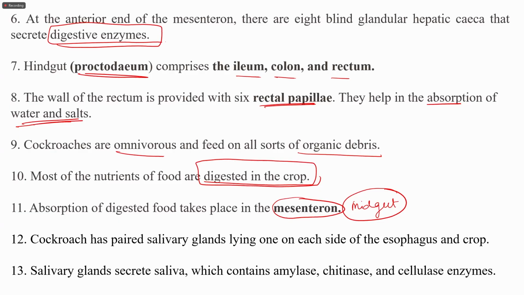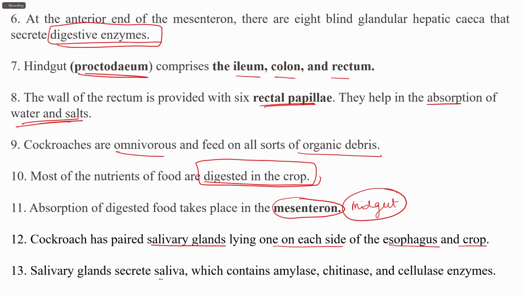What are the parts of the hindgut? It includes the ileum, colon, and rectum. So this is the basics of the digestive system of the cockroach. In the hindgut, the rectum consists of rectal papillae that help in the reabsorption of water. As I mentioned, the cockroach has paired salivary glands that lie one on each side of the esophagus and crop.